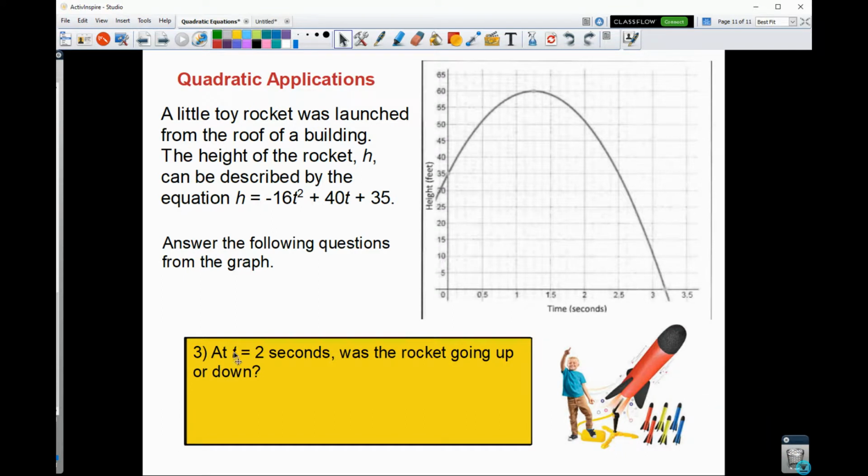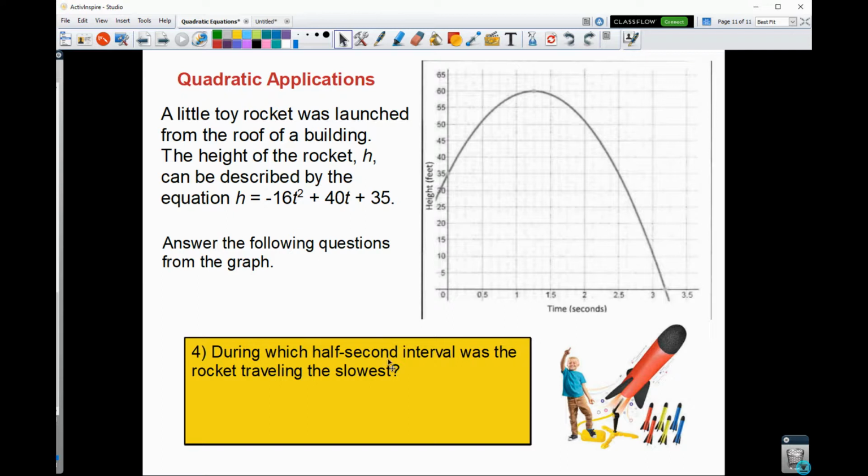Next question. At t equals 2 seconds, was the rocket going up or down? So in 2 seconds, we're looking at time, so I'm going to go up here. What's happening with this parabola? Well, the rocket travels up and then comes back down. So here at 2 seconds, we would say it was going down.